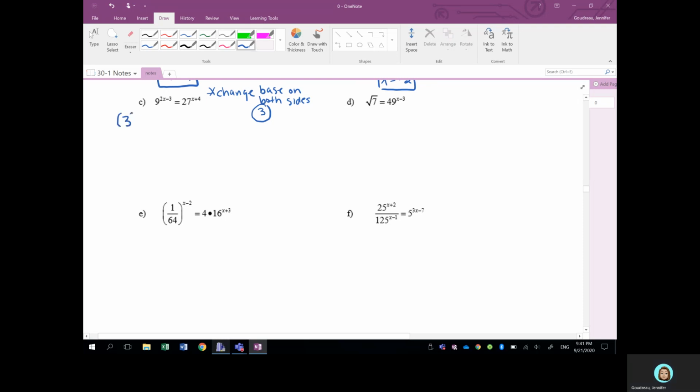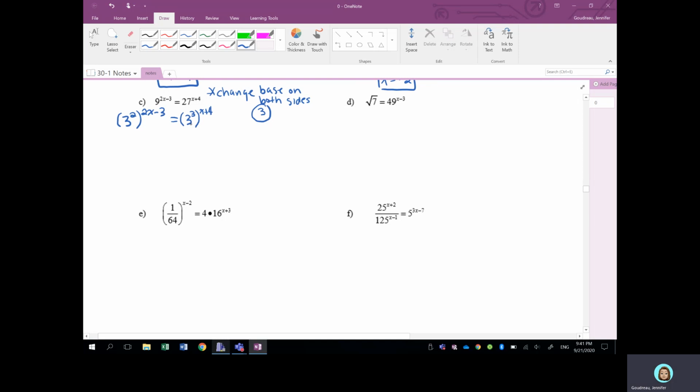9 can be written as 3 squared. So I'm going to take the 9 out and replace it with 3 squared. Now that exponent that was on the 9 is still there. So it's just the 9 that's becoming 3 squared. The exponent stays. And same thing with the right-hand side. 27 is 3 to the power of 3. So I've replaced the 27 with a base of 3, but that exponent of x plus 4 is still there as well. So it makes it look way messier, but at the very least, we have a base of 3. So step 1 is done. Both sides are in the same base.